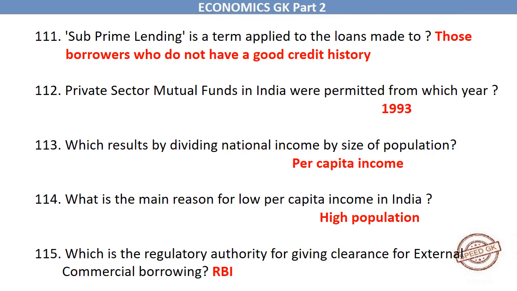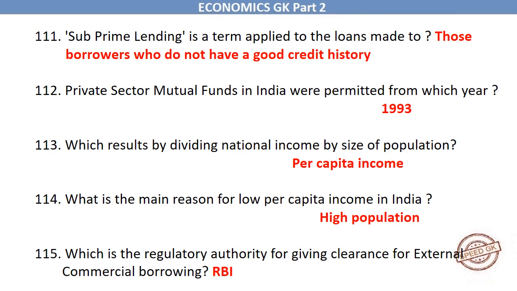Subprime lending is a term applied to the loans made to those borrowers who do not have a good credit history. Private sector mutual funds in India were permitted from which year? 1993. Which results by dividing national income by size of population? Per capita income. What is the main reason for low per capita income in India? High population.